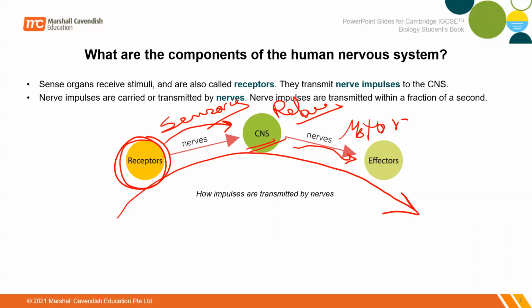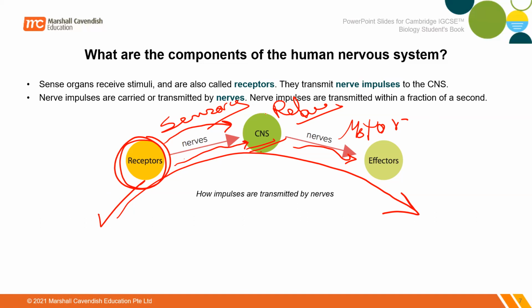So please, please, please, don't forget the sequence, because if you forget one of the neurons, you might struggle to take the full mark of the question. You should start from the receptor and how it detected the stimuli, and how the sensory neurons send the message to the central nervous system.